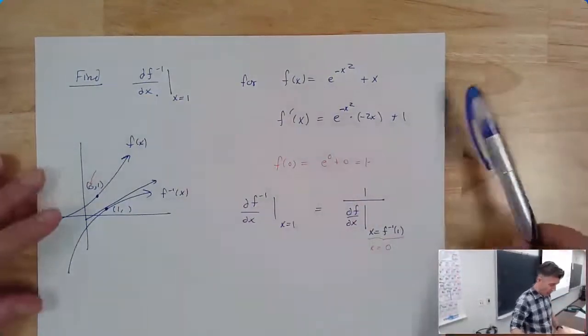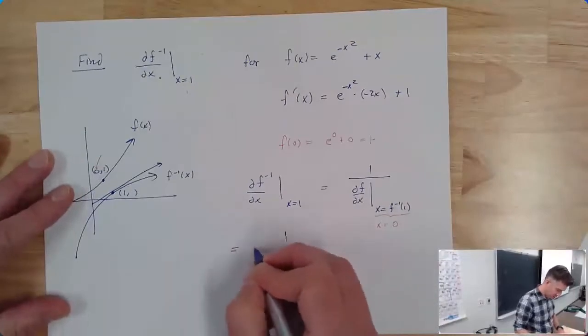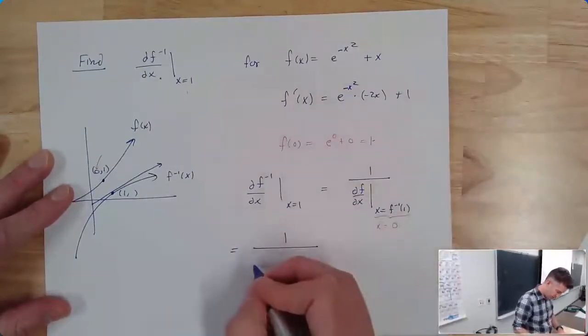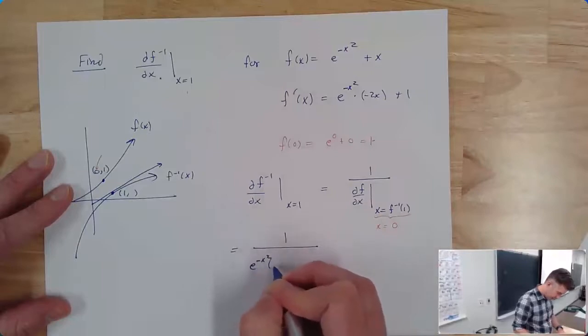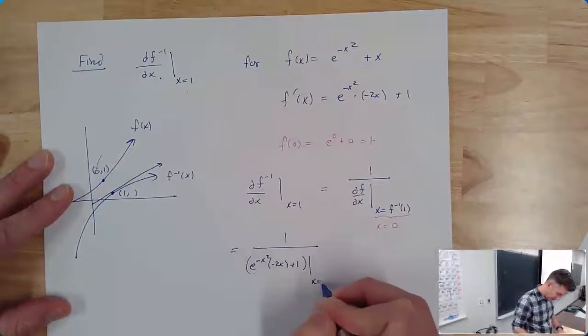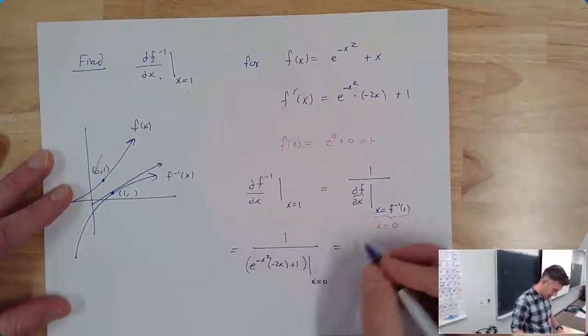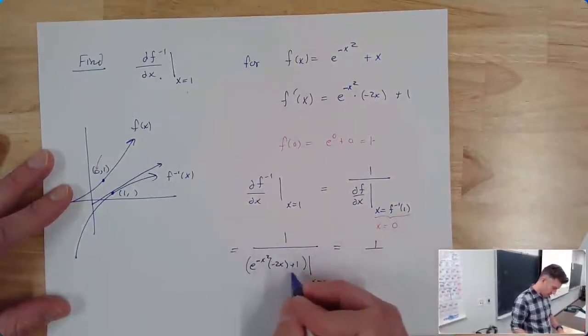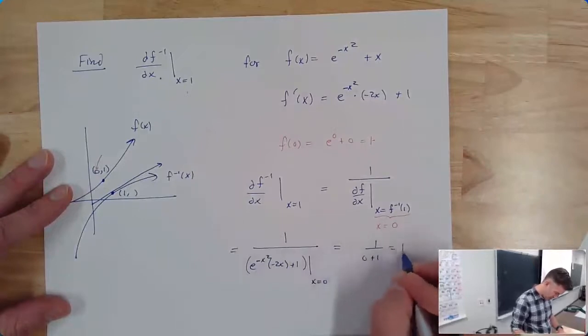And so then we just go along our merry way and say, okay, great, it's going to be 1 over this derivative, e to the negative x squared times negative 2x plus 1, evaluated at x equal to 0, which is not very exciting. It's going to be 1 over e to the 0 times 0 plus 1, which is just 1.